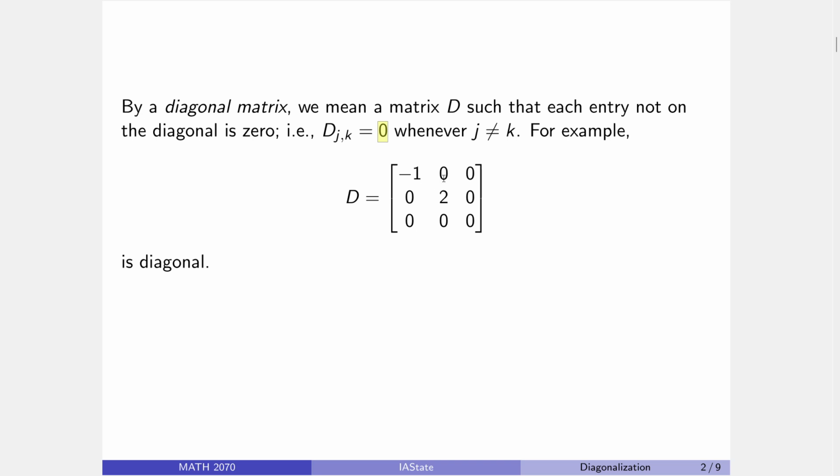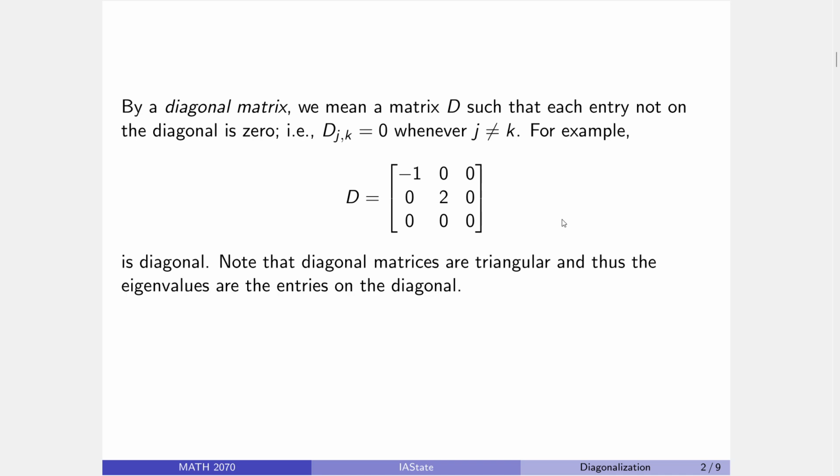Note here that I do have a 0 hanging out on my diagonal, the 3,3 entry, and that's fine. You can have 0 entries on your diagonal; that is allowed. Now note something about diagonal matrices. They are clearly triangular. Note this matrix is both upper and lower triangular. It's upper because the entries down here are equal to 0, and it's lower because the entries up here are equal to 0. So it's a triangular matrix, and thus the eigenvalues are simply the entries that are on its diagonal. So that's quite nice.